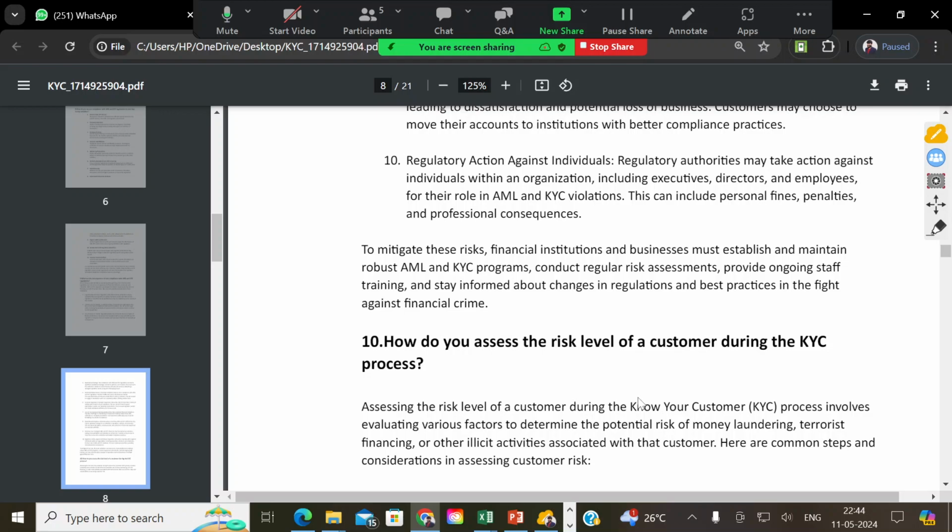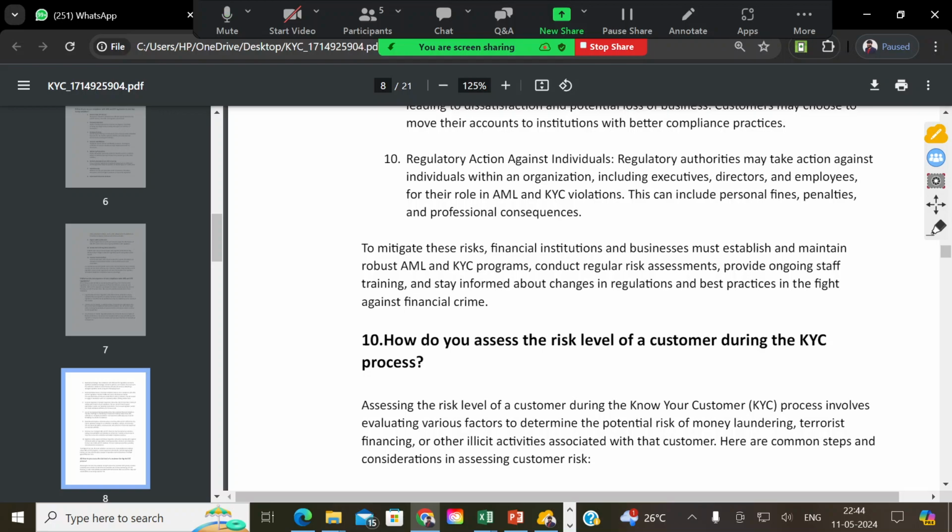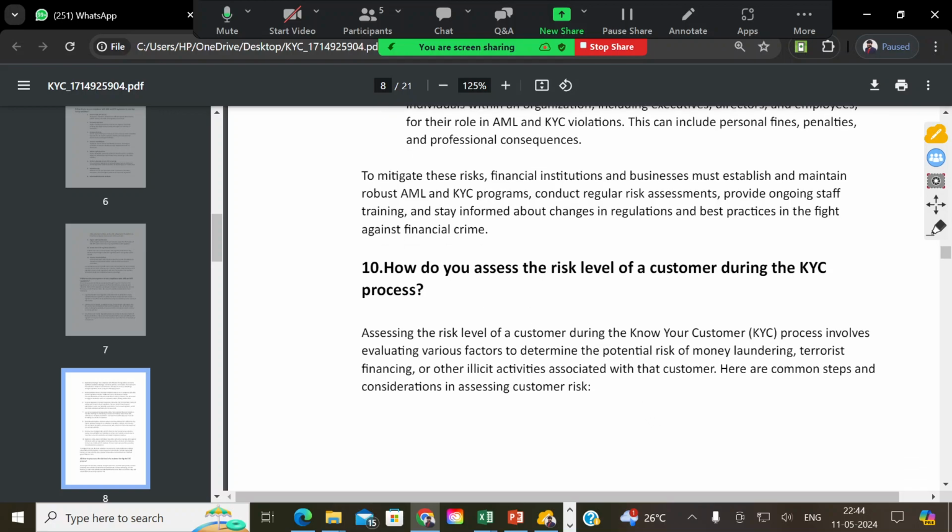Right. So how do you assess the risk level of a customer during the KYC process? Assessing the risk level of a customer during the know your customer process involves evaluating various factors. When we talk about various factors, it means check their documentation, guys, in detail. Ask questions as much as you can. If you don't get a proper answer, then escalate that matter to higher level authorities and ask them to cross verify that. Don't take a risk, in short.